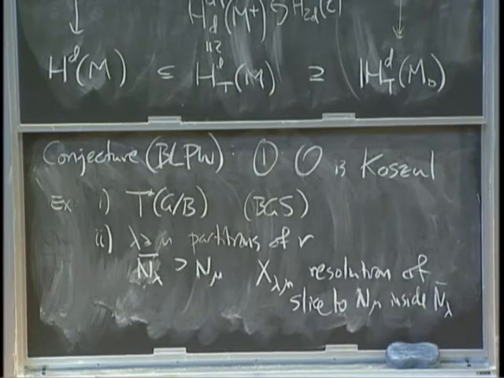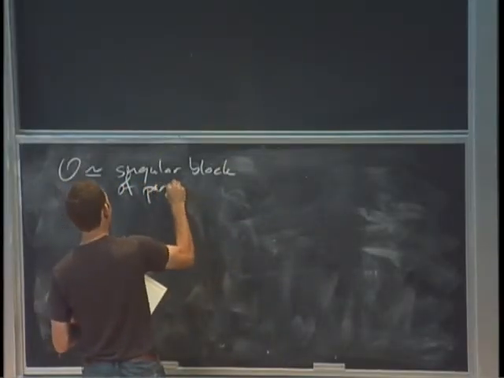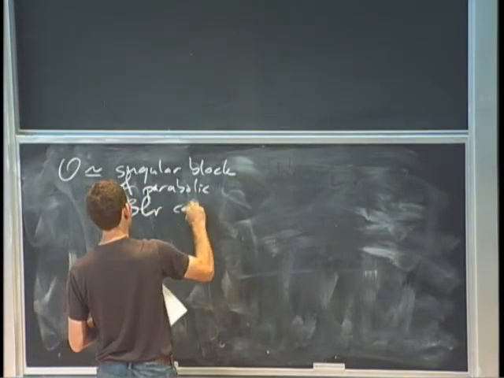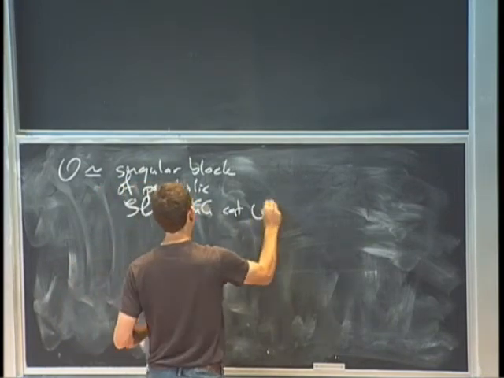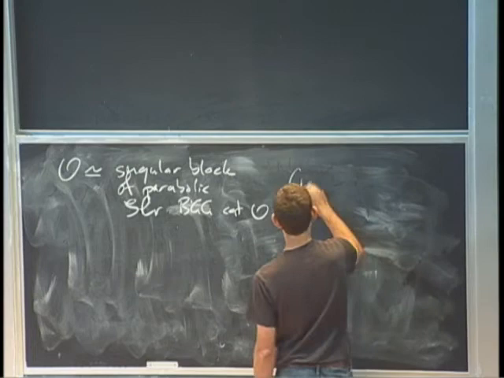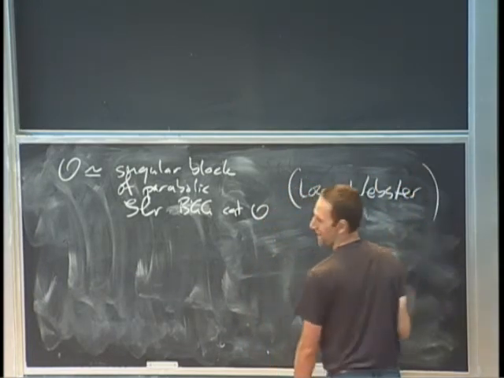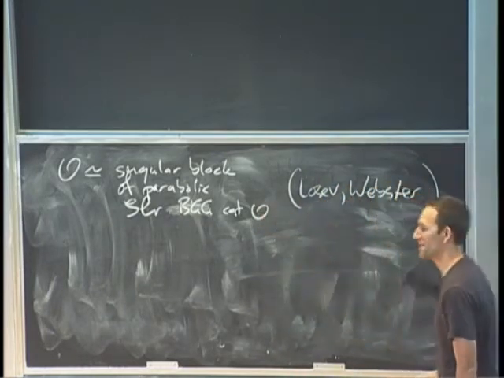So this thing has a category O associated to it. And this category O turns out to be equivalent to a singular block of parabolic sl_r category O, BGG category O. And this is a non-trivial result, and it's due to Losev and Webster. Well, not in a joint paper. Losev did a lot of the work, and Webster sort of finished the picture here.